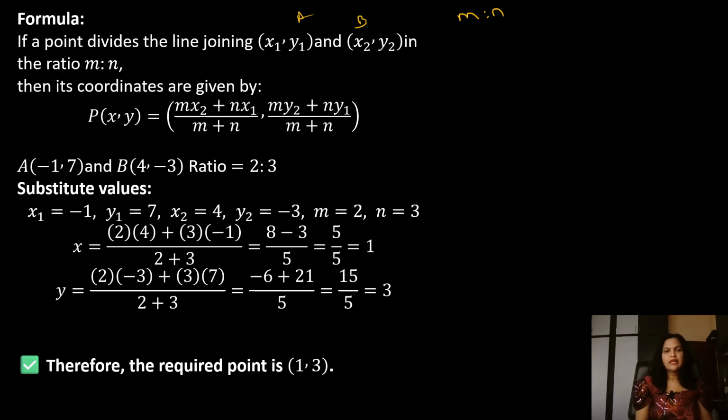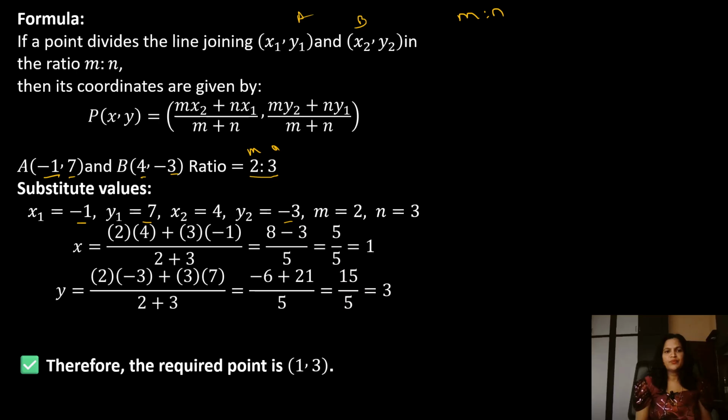So x1 is -1, y1 is 7. X2 is 4, y2 is -3. Then ratio is 2:3. m is equal to 2, this is m, this is n, n equal to 3. So we have all the values. Then in this formula, substitute the values.